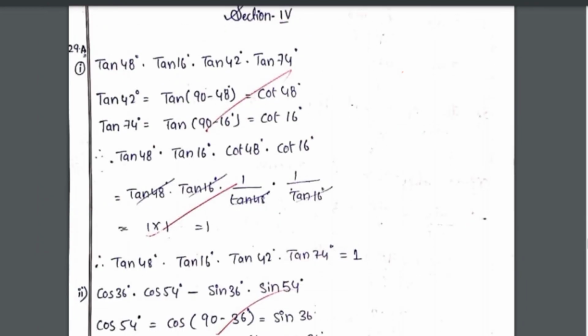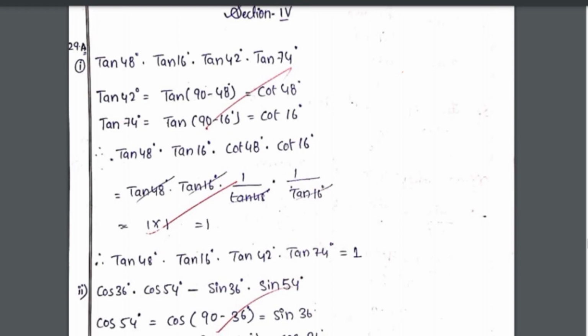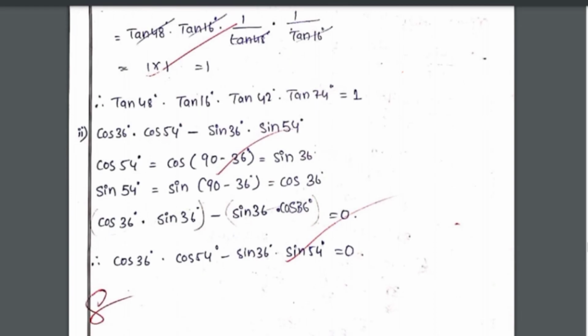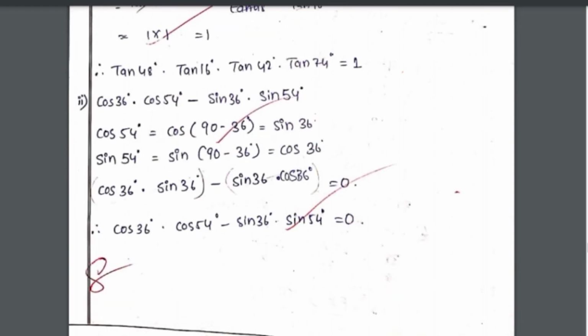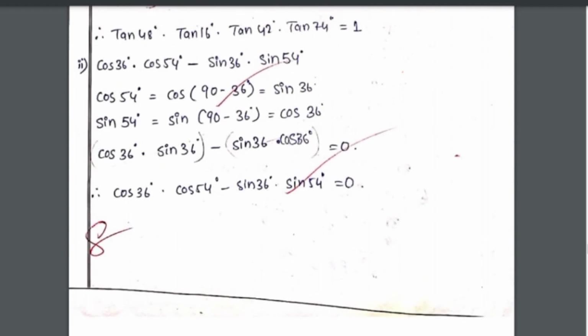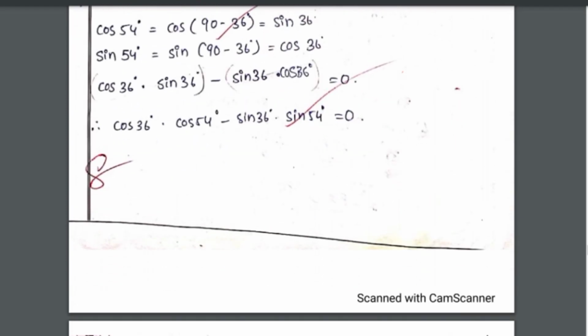Tan 42, she has written as tan (90 minus 48), which is equal to cot 48. So tan 74 means 90 minus 16 is 74, right? So tan (90 minus 16) is equal to cot 16. She substituted and cancelled, and got the answer 1. Similarly, the next question also. Cos 54 is converted to sin 36, sin 54 is converted to cos 36. By substituting on both sides and cancelling, you will get 0. Very simple, actually a 1 mark or 2 mark question, but given for 8 marks. Okay, next.